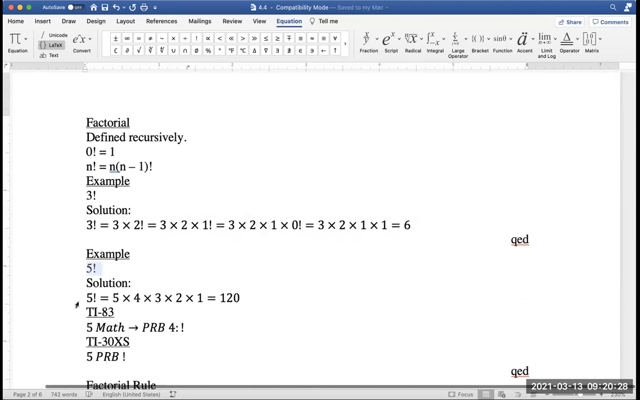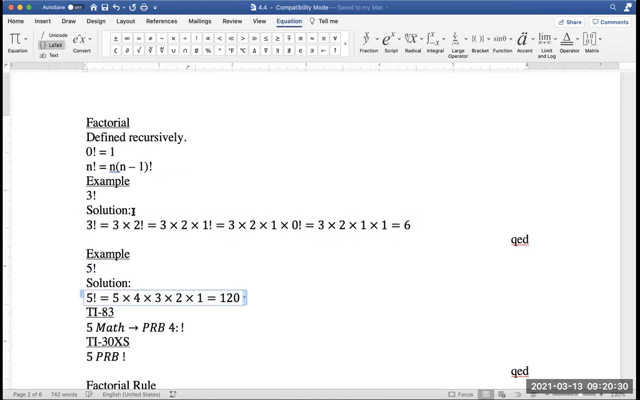5 factorial is, doing the same thing we did here, 5 times 4 times 3 times 2 times 1, 120.